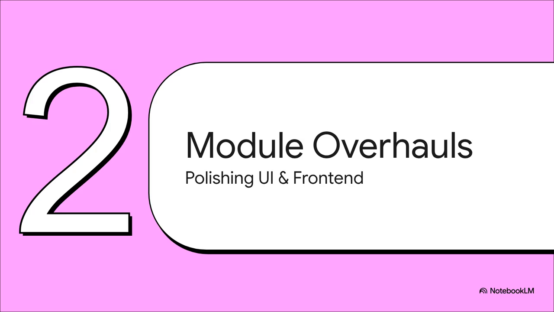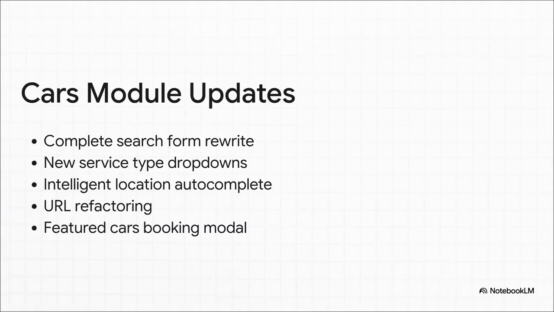Moving to Section 2, major travel module overhauls, polishing the UI and front-end parts. Now, the recent version 3.6 update completely transformed the user experience, especially in the cars module. They deployed a massive Alpine.js rewrite. And this isn't just a fresh coat of paint. It fundamentally streamlines how searches, routing, and booking data collection actually happen.